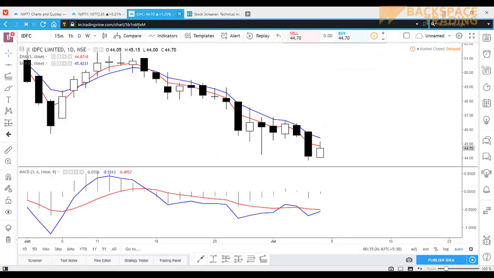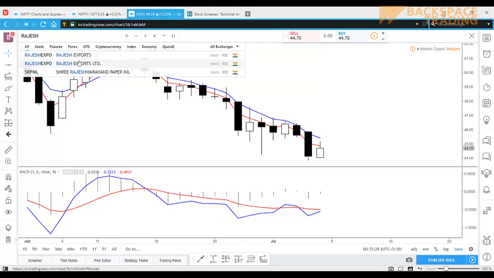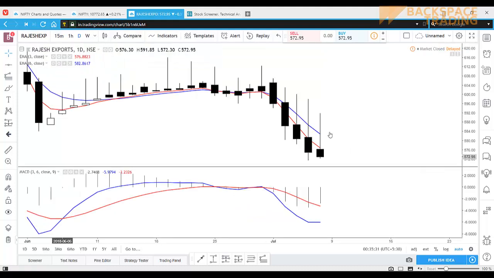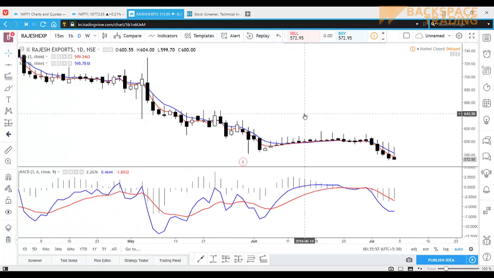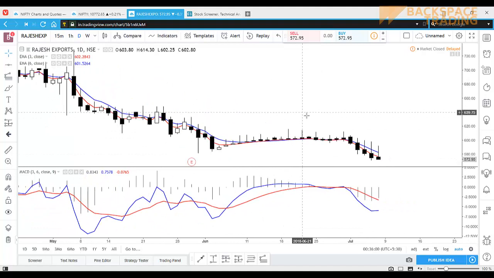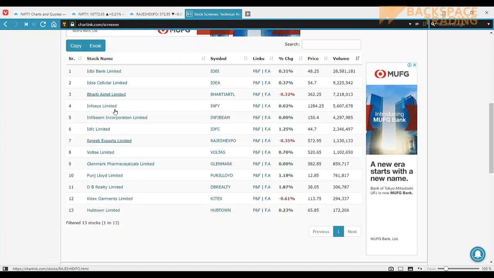Rajesh Exports, let's see Rajesh Exports. I don't think you can even trade short for this. MACD is a bit confusing, so let me check the value of this one. Minus 6.01. What is the value? Minus 5.97. So we have a potential trade. So this validates everything, but apparently this stock is not tradable to go short. Sorry guys.